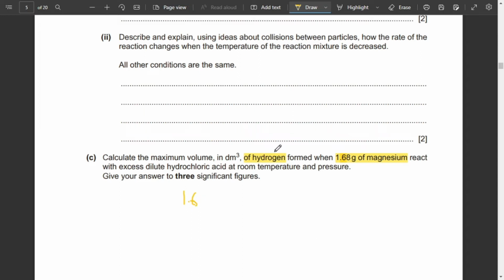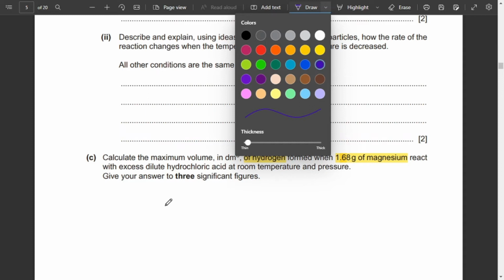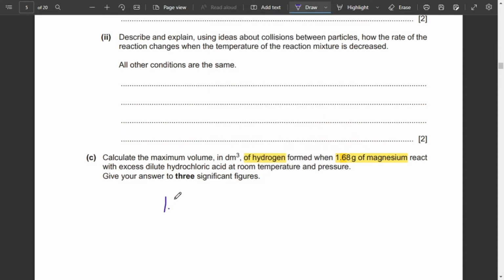Alright, so here we have 1.68 grams. To find moles, we are going to divide mass by the Ar of magnesium, and the Ar of magnesium is 24. I already remember it. You can check the periodic table and you'll find it to be 24 for magnesium. And then the moles that we'll find over here will be 0.07 moles if we calculate.